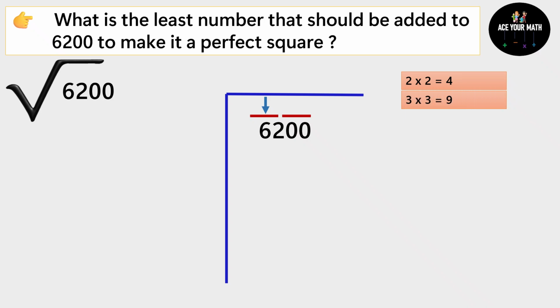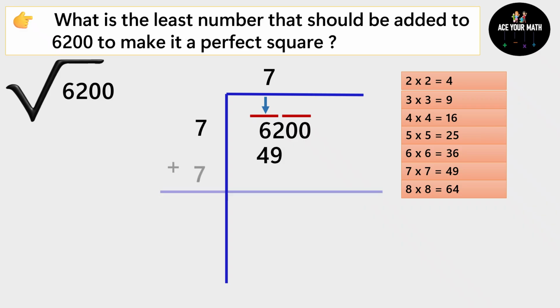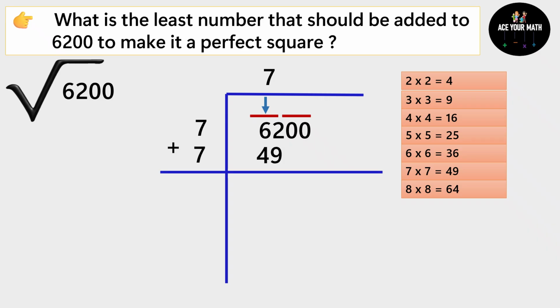2 square is 4, 3 square is 9, 4 square is 16, 5 square is 25, 6 square is 36, 7 square is 49, 8 square is 64. 64 is greater than 62, so you will consider 7 square, which is 49. You write 7 at the top and 7 on the left hand side. 7 sevens are 49. Now the same 7 you add on the left hand side.